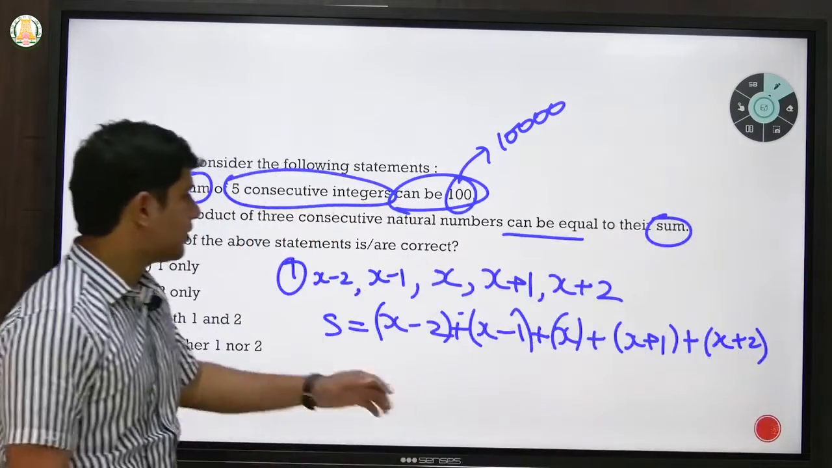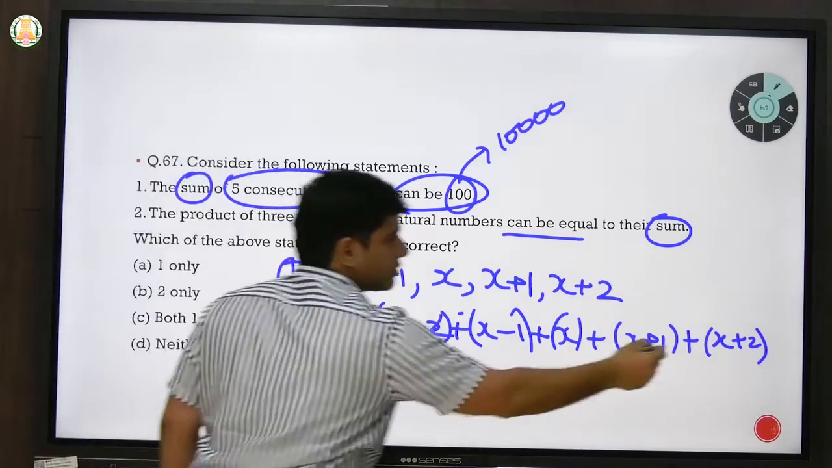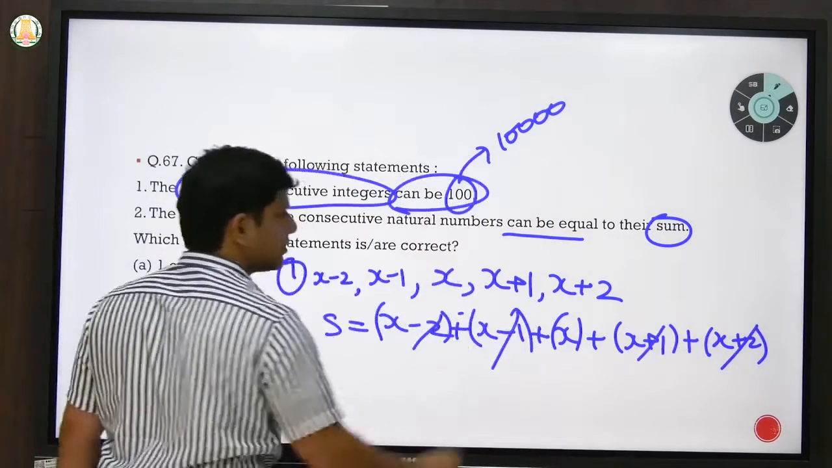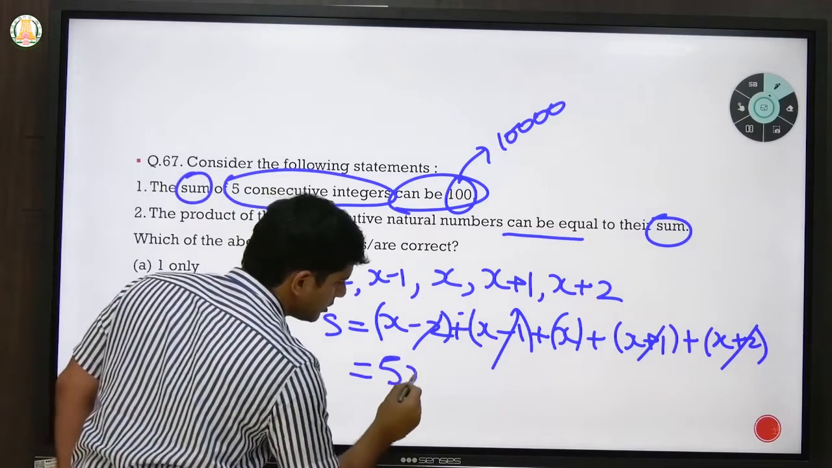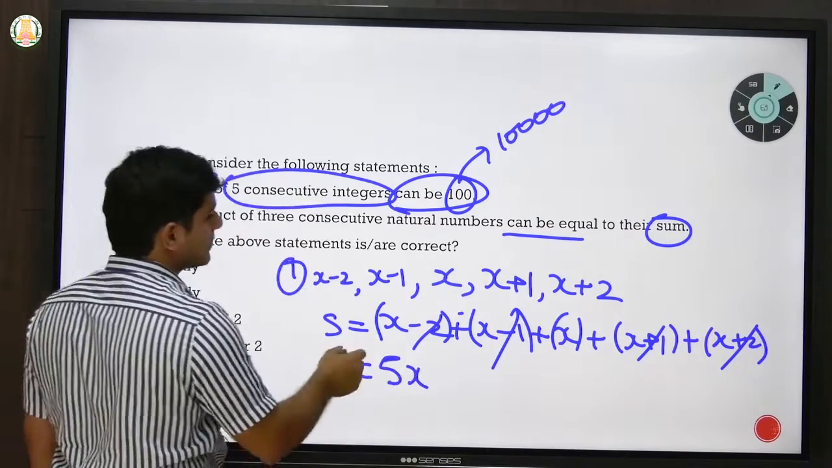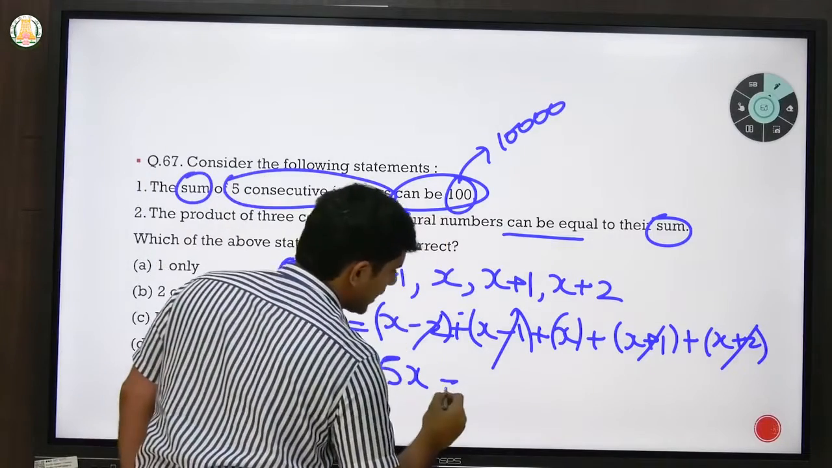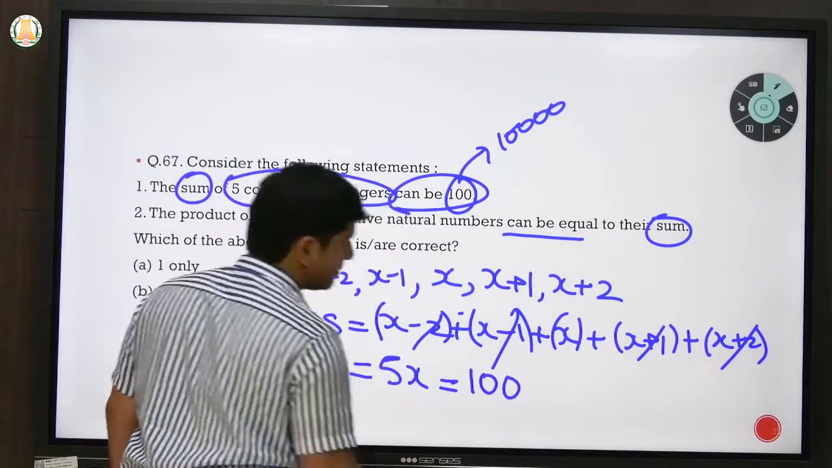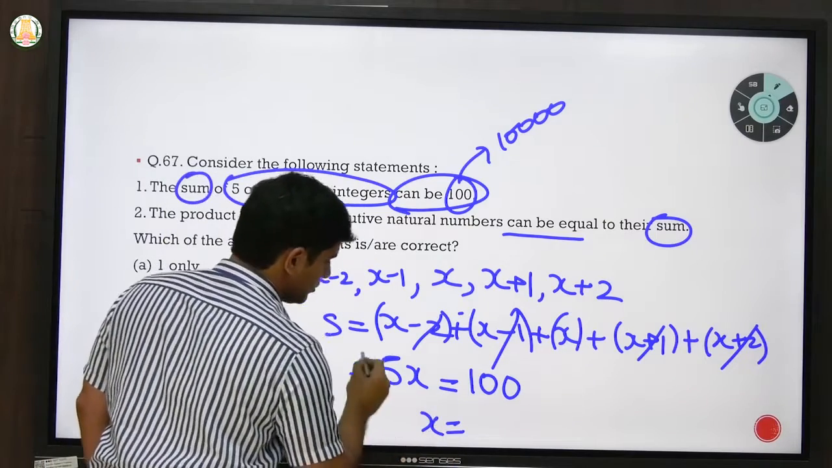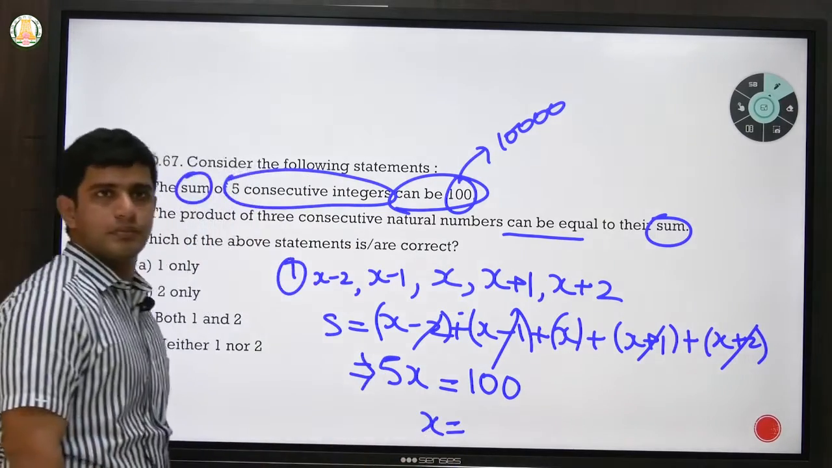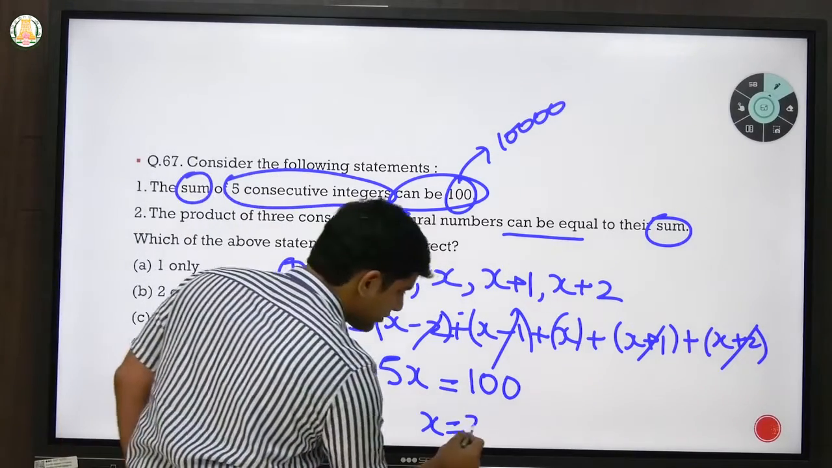Okay, but we know minus 2 and plus 2 cancel. Plus 1 and minus 1 also cancel. So this becomes 5x. Now what is he saying? This sum is 100. It can be any number, here he has given us 100. So x will be how much? Yeah, 20. 5 20s is 100. So x will be 20.